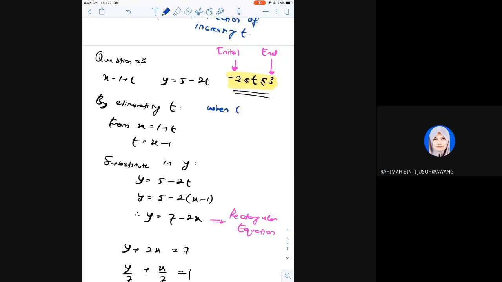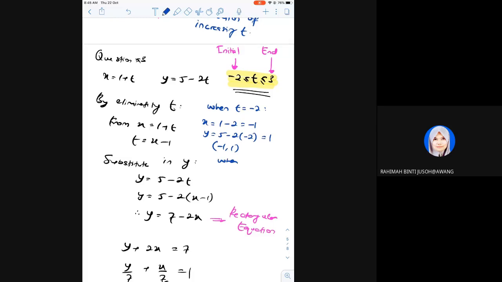So when t equals -2, we have x equals 1 minus 2 equals -1. y equals 5 minus 2 times -2, we will get 5 minus 4 is 1. So the coordinate is -1 and 1. Okay, so settle for this initial point.